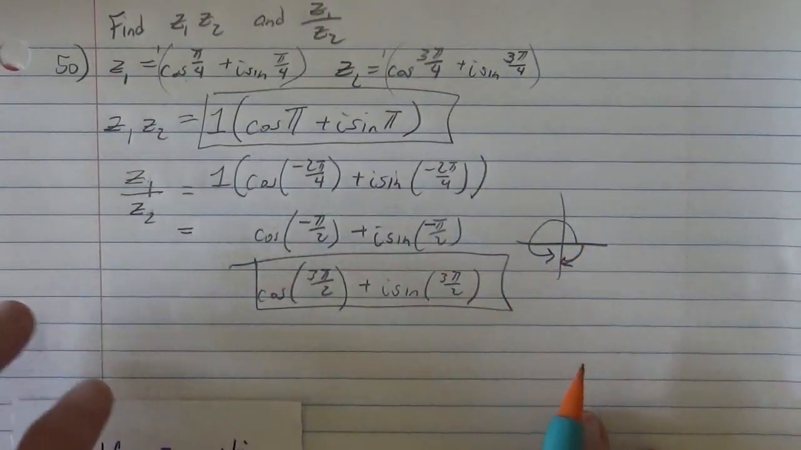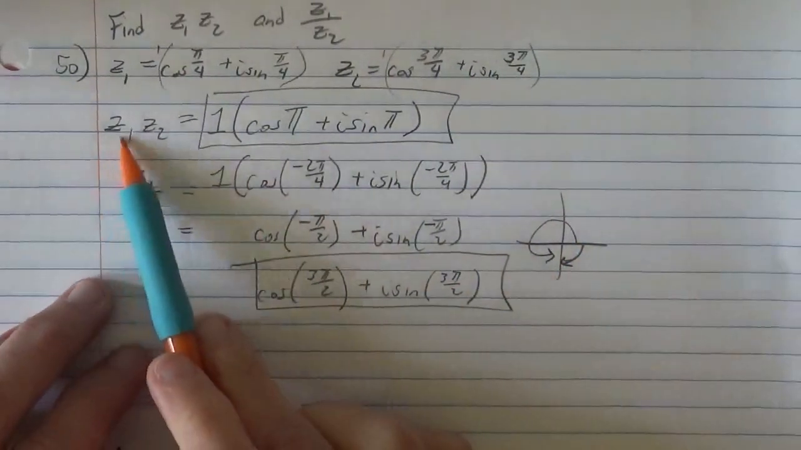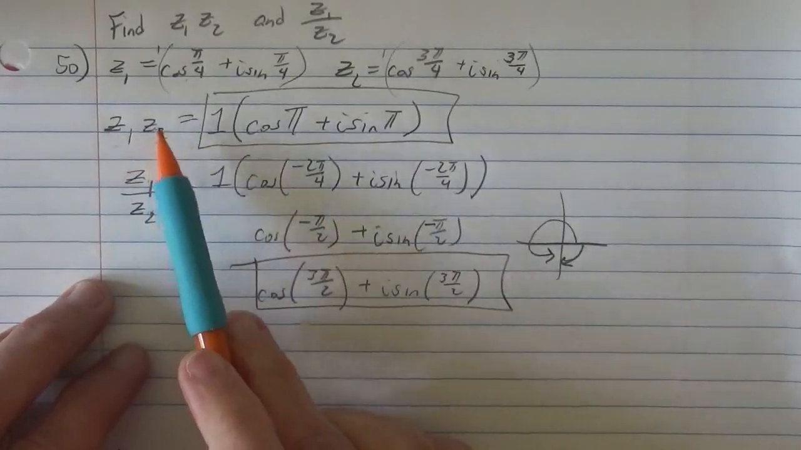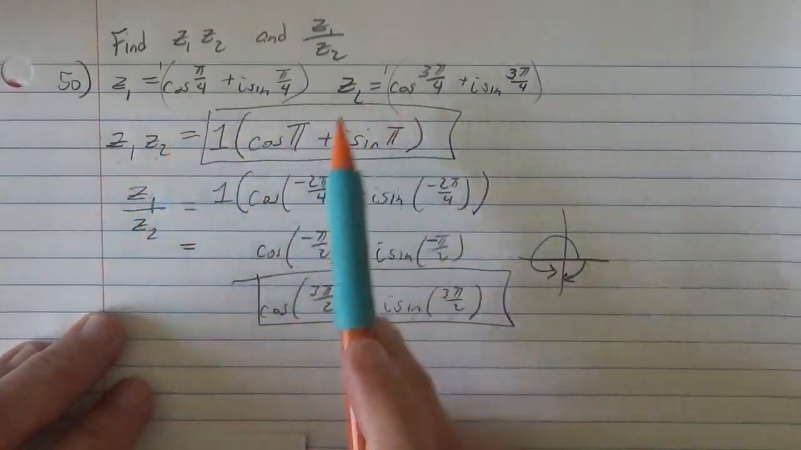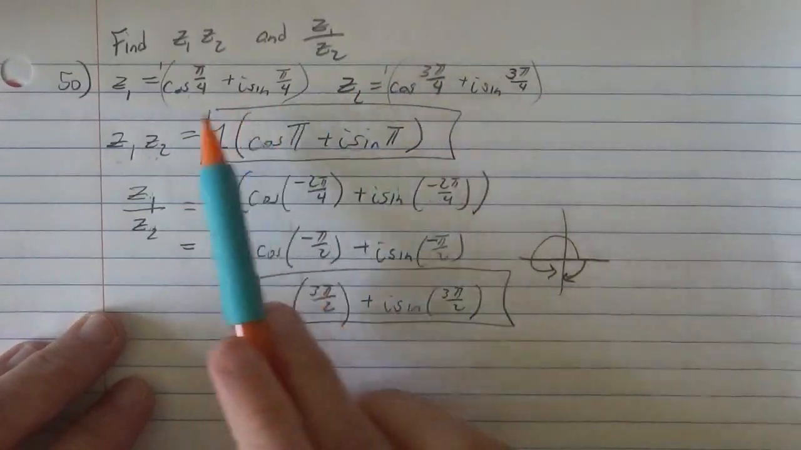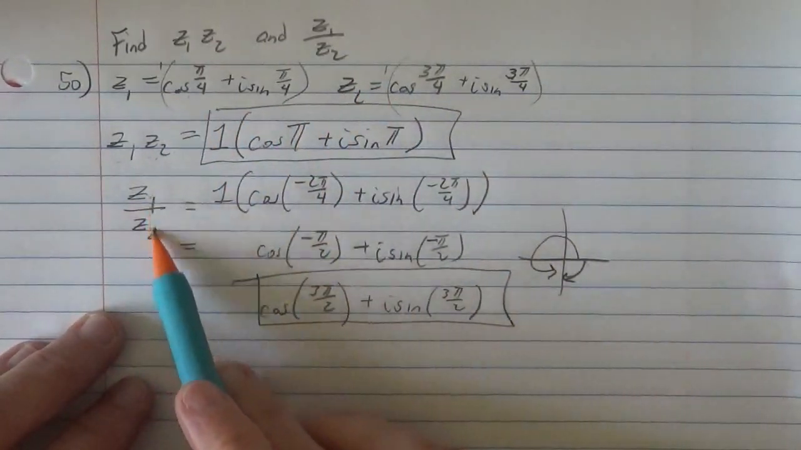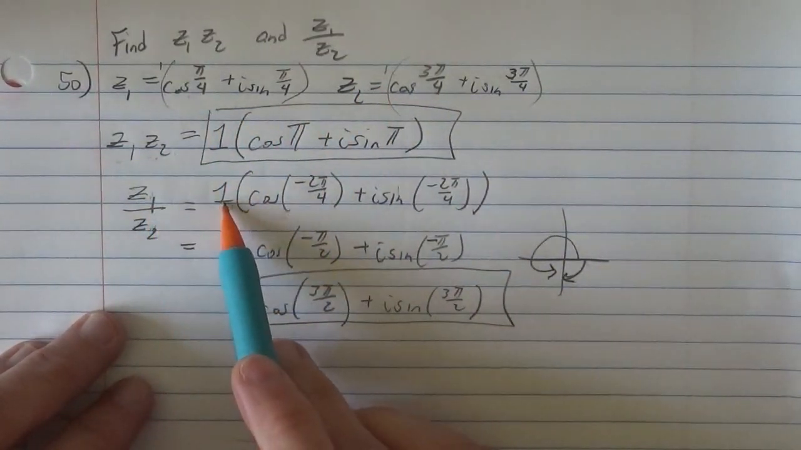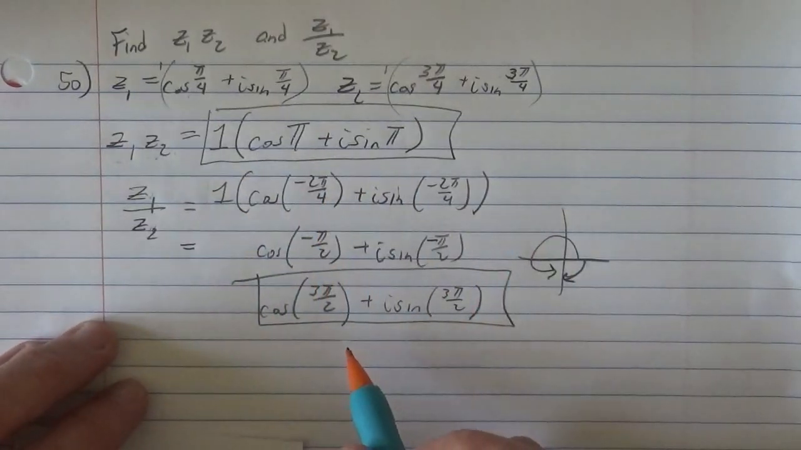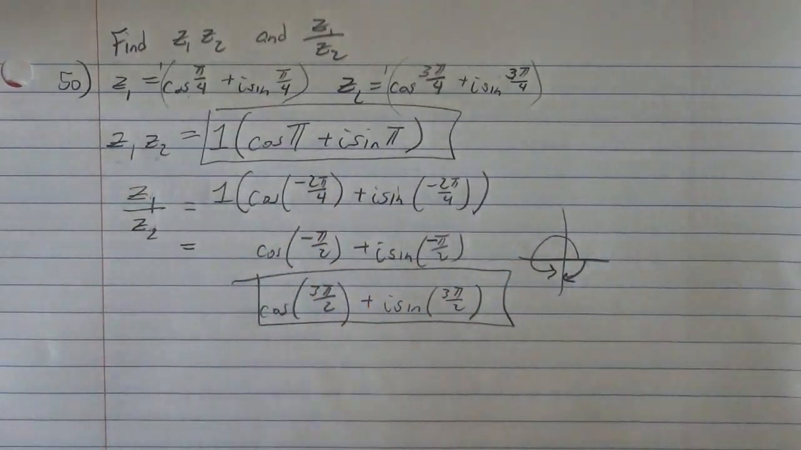Okay, that's that. So basically when you're multiplying two numbers in trig form, you multiply their radii and add their angles. When you're dividing two numbers in trig form, you divide their radii and subtract their angles. And yeah, we'll do it again in another one.